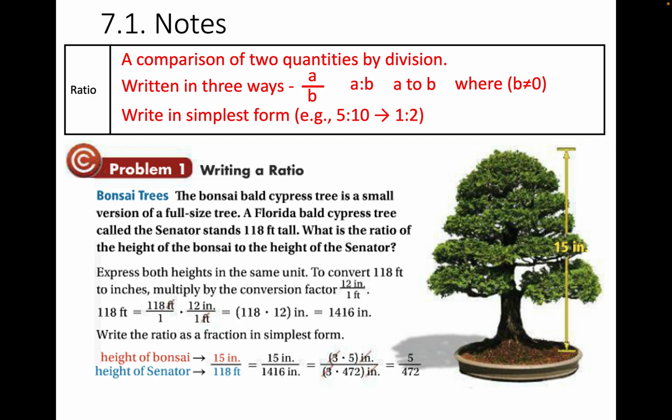You can see 15 can be expressed as 3 times 5, and 1,416 can be expressed as 3 times 472. So if I then get rid of the units of inches and get rid of the extra 3, I see that my ratio is 5 to 472. So the ratio of the height of the bonsai to the height of the senator is 5 to 472, or for every 5 inches of bonsai tree, we have 472 inches of the senator tree.